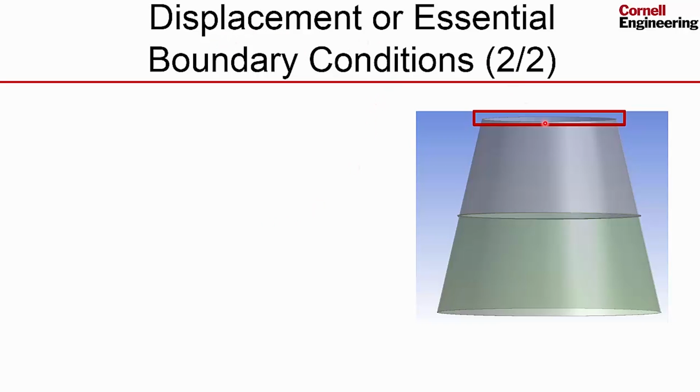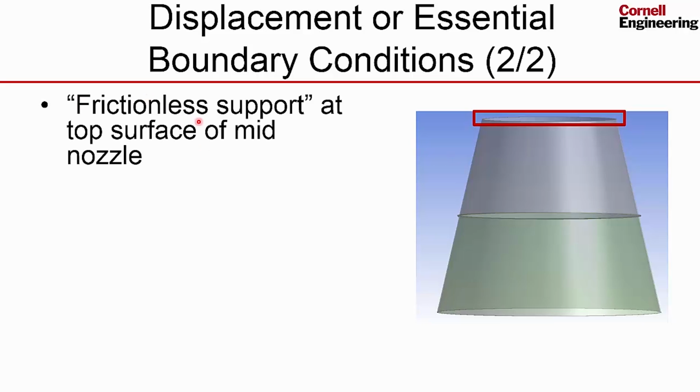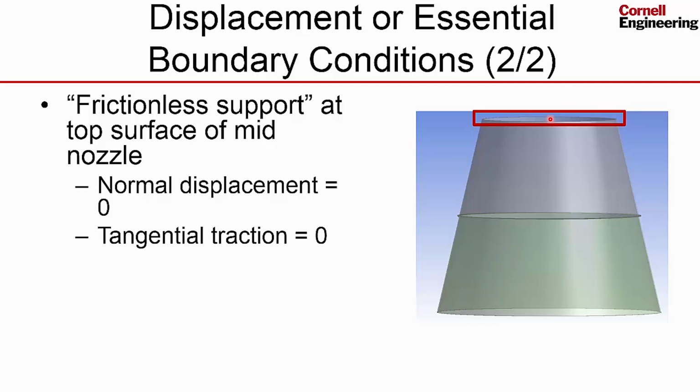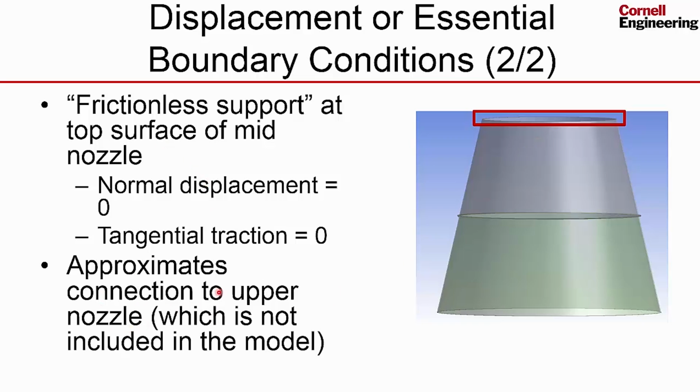And then you also have a displacement or essential boundary condition at the top of the mid-nozzle, and there you have again a frictionless support, and frictionless is an ANSYS terminology. And again, the normal displacement is 0 and the tangential traction is 0. And that boundary condition approximates a connection to the upper nozzle. So this part is actually connected to the upper nozzle, which we are not modeling over here. So this boundary condition approximates that connection. Those are the displacement boundary conditions.